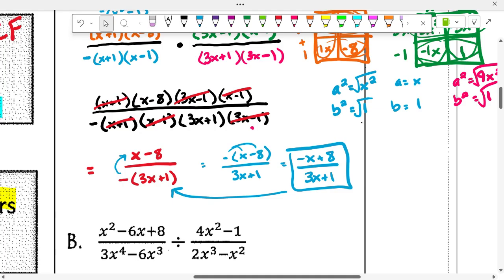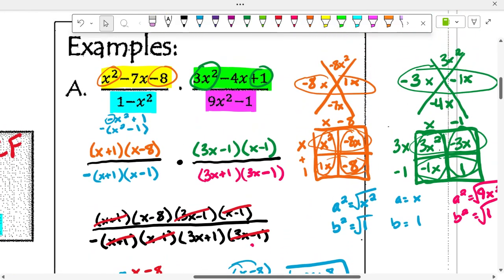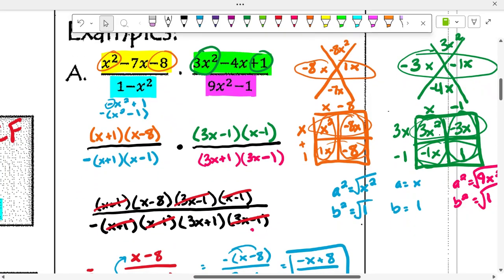Any questions on that? So it's not too bad. The hardest part is going to be the factoring. So again, that's why we did all that practice with factoring. That's the hardest part. It's the factoring.